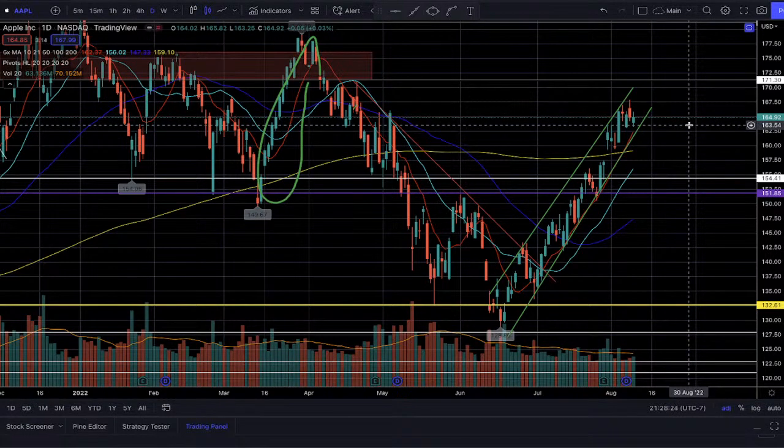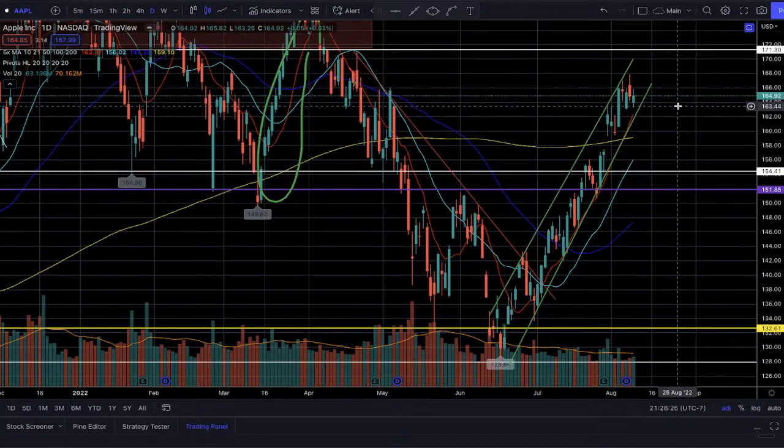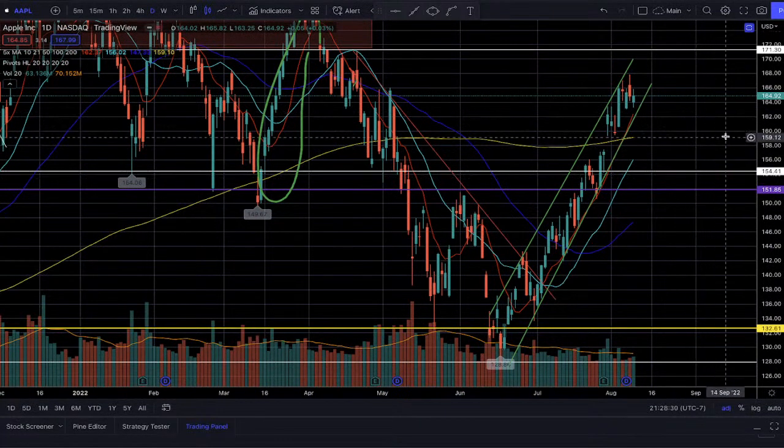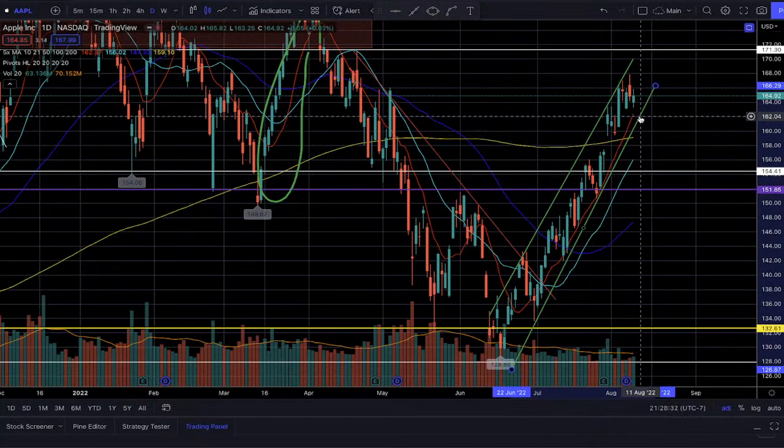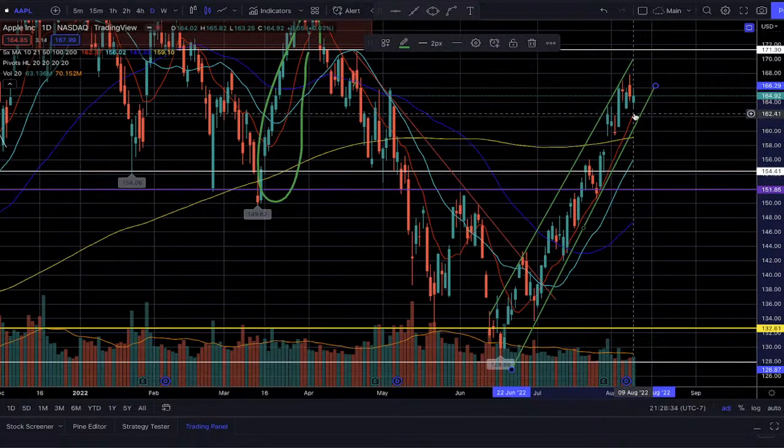If we do break below 164, we need to clear 163.50 next in order to see that big flush to the downside, which would also see a retest of the 10 SMA here. If you lose the 10 SMA as well, that's going to spell some trouble for Apple here.